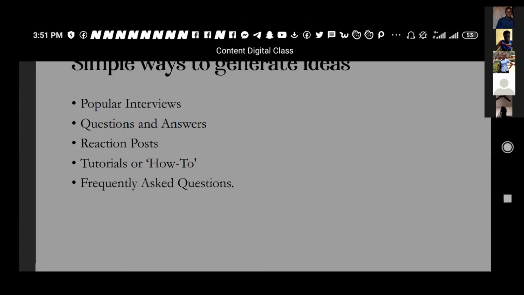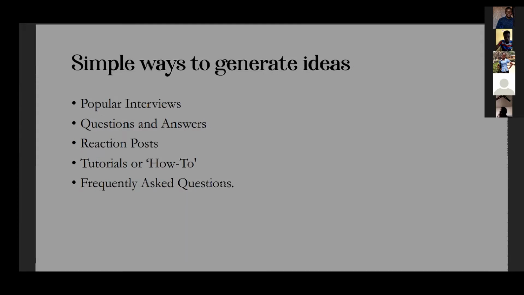one of the ways, or the first simple way of generating an idea, is by popular interviews. You might have some random people you would want to talk with, or people you want to ask questions about, like wanting to find out what they think about a particular thing. So from popular interviews, you can come up with a cue to what you can write about. Number two is question and answers. Okay.